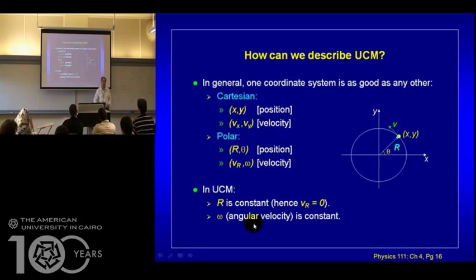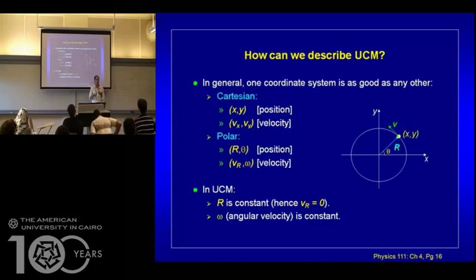What is the meaning of omega is constant? The change in the angle theta is constant. What is the meaning of angular velocity is constant? It moves equal angles in equal times. So if it moves 30 degrees in 1 second, the next 30 degrees, it will move also in 1 second. The third 30 degrees, it will move also in 1 second. This is the meaning of constant omega.